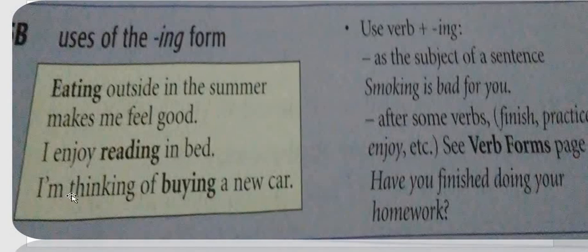Number 2: I'm thinking of buying. Thinking of هذا فعل، بس بصيغة المضارع المستمر. ثم أضفنا له الفعل الثاني اللي هو buy مضاف له ing. I'm thinking of buying a new car. فكر في شراء، فتحول من الفعل إلى اسم. عندما نضيف له ing يصبح غير المصدر، تحول من فعل إلى اسم. أنا أستمتع بالقراءة في السرير أو في غرفة النوم.